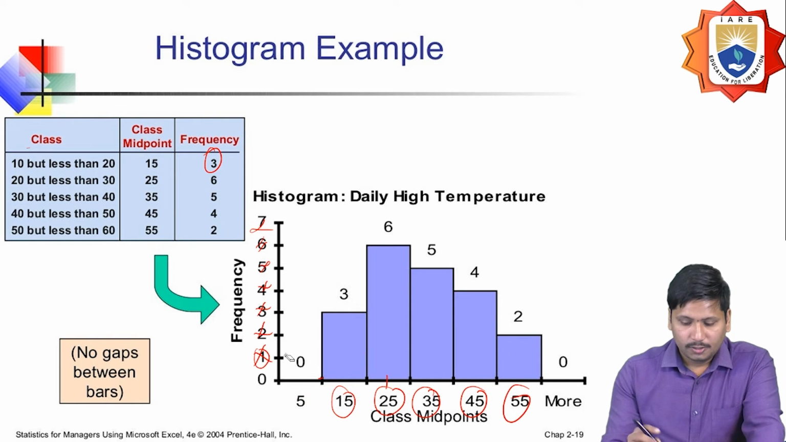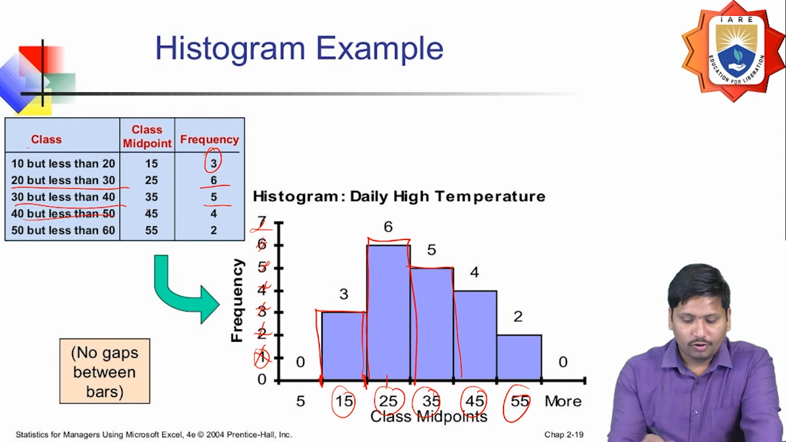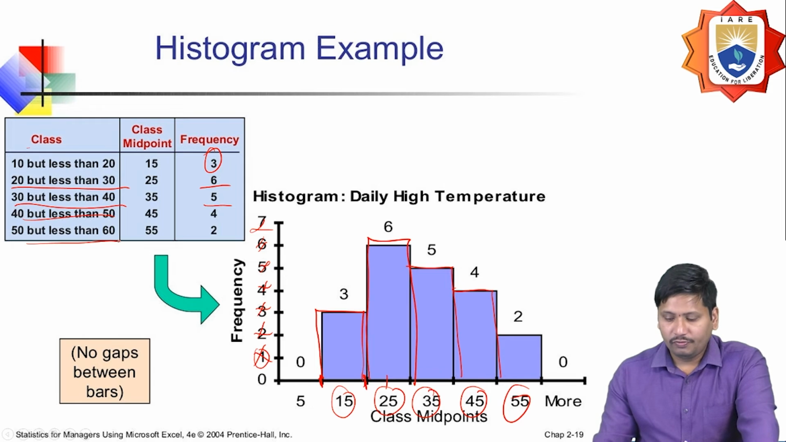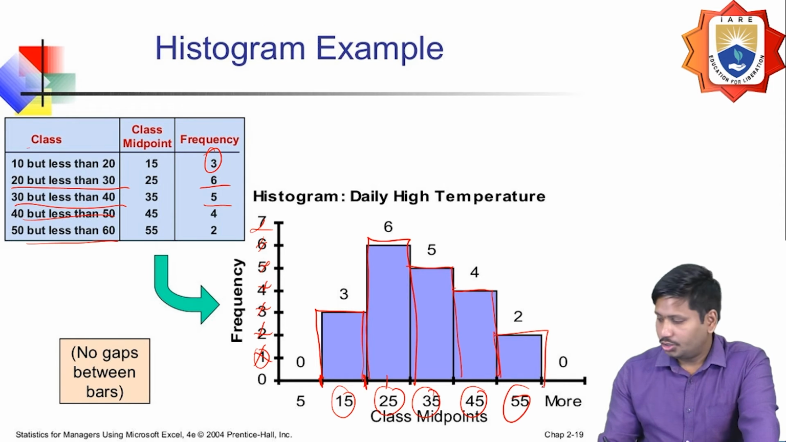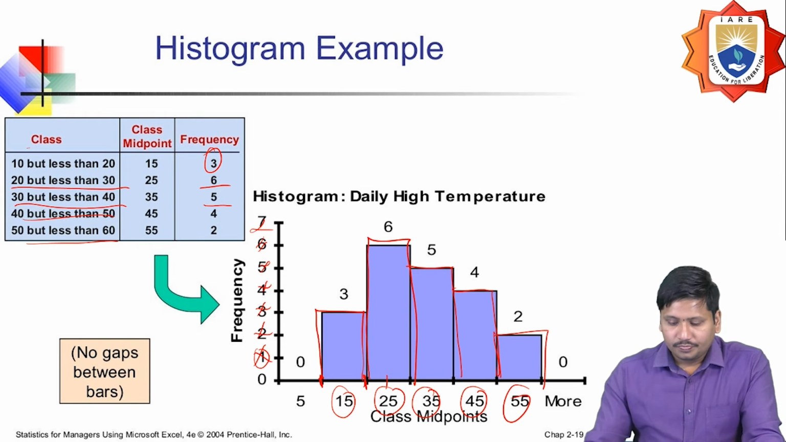Sorry here. In between 10 and 20, what is the frequency here? So between 10 and 20, the frequency is 3. So let me take 3 first. And then in between 20 and 30, the value is 6. So construct 6 here. And in between 30 and 40, 5. And between 40 and 50, 4. And in between 50 and 60, it should be 2. So like this, I have to construct the histogram.